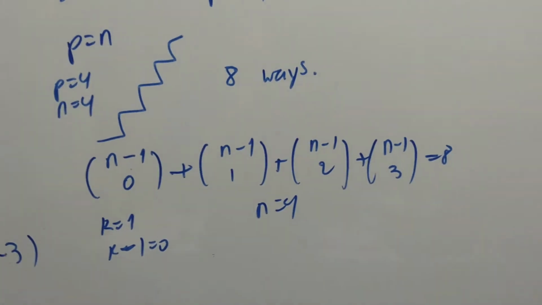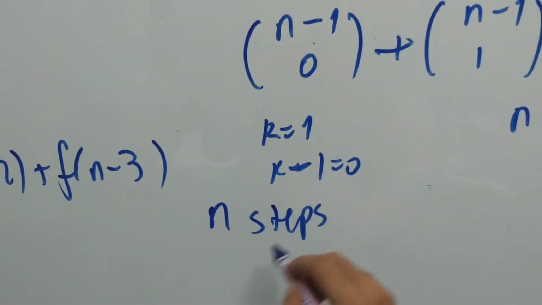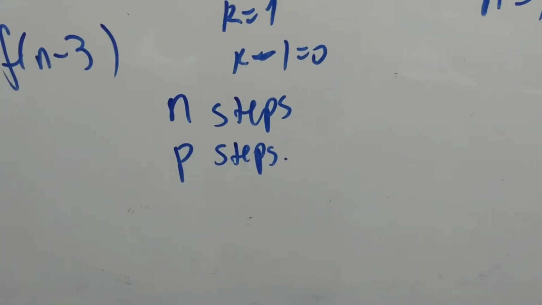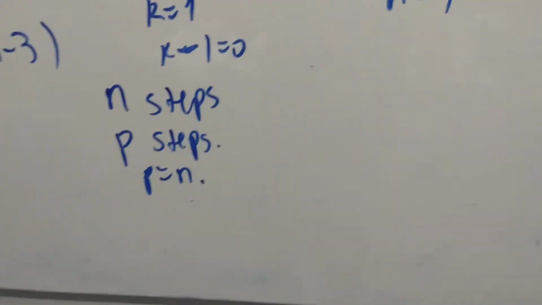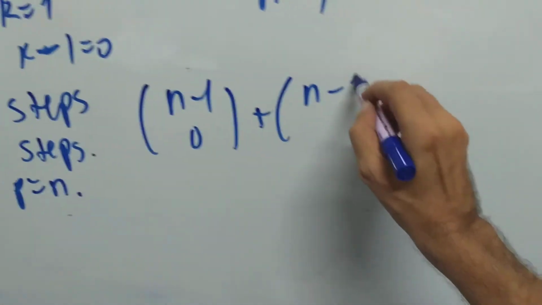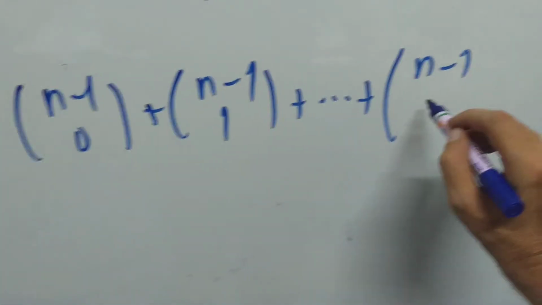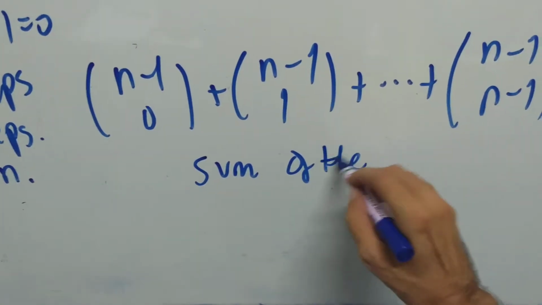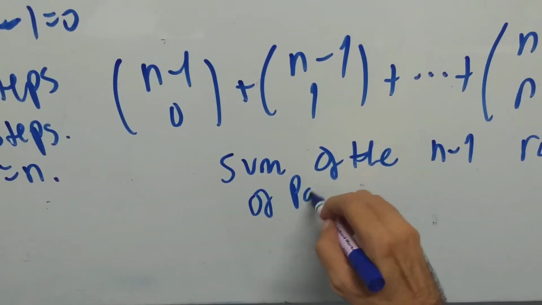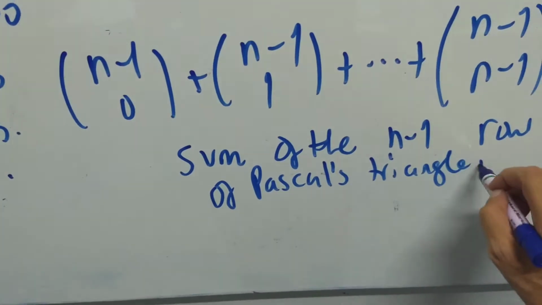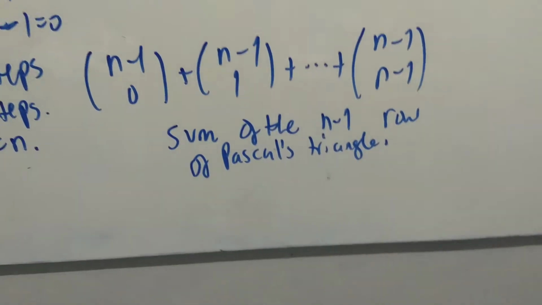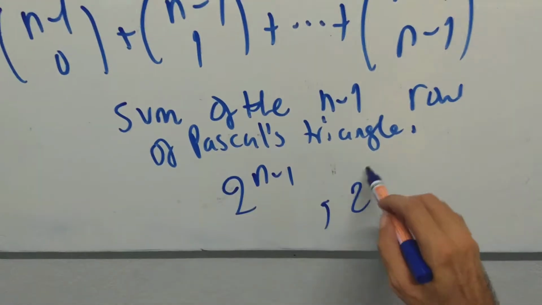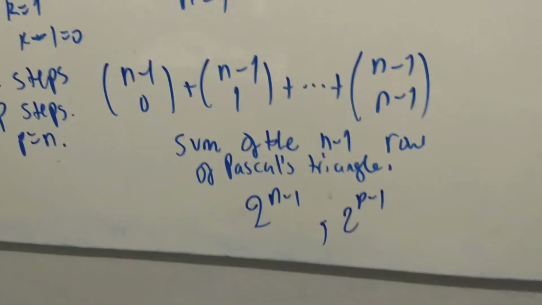In general, we apply the exact same idea. If we have n steps, and we can take moves anywhere from 1 up to p steps, and p equals n, we end up with C(n-1, 0) plus C(n-1, 1), binomial coefficients, all the way to the last one, C(n-1, n-1). And what is this? This is the sum of the n minus 1 row of Pascal's triangle. And what is that equal to? Well, the sums of the rows of Pascal's triangle are powers of 2, so this is 2 to the power n minus 1. Amazing. Or if you want, you could say 2 to the power p minus 1. It's the same thing because n and p are equal in this case.